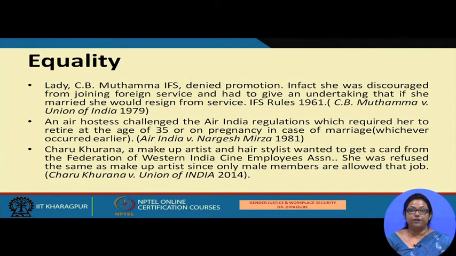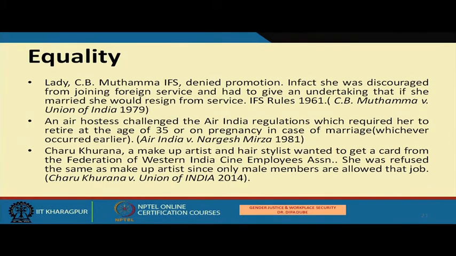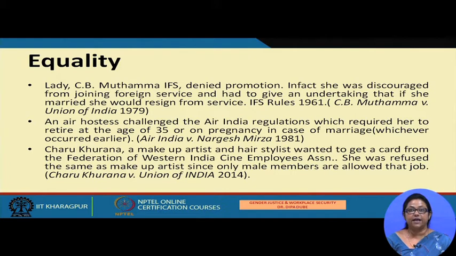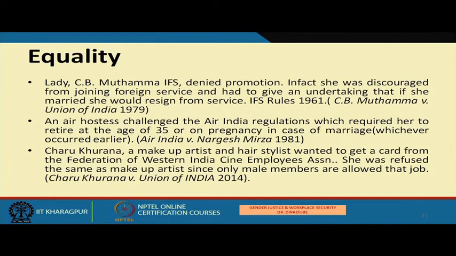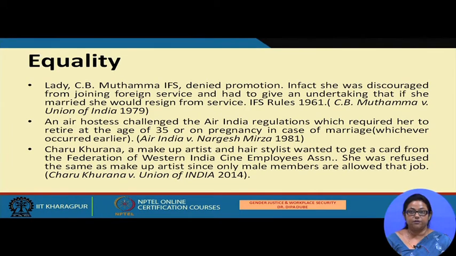C.B. Muthamma versus Union of India, 1979, is a very famous case where the lady was denied promotion, or was even discouraged from joining the foreign service and had to give an undertaking that if she married, she would resign from service. If you can recollect the international instruments, one cannot be discriminated against on ground of marital status, that she is married or unmarried cannot be a ground whereby a woman is denied something. So, here was a condition in the Indian Foreign Service which required that she cannot marry, and if she marries she has to resign, and even the policies were somewhere discouraging women to join the service. That was challenged in a court of law and it was set aside as being bad.